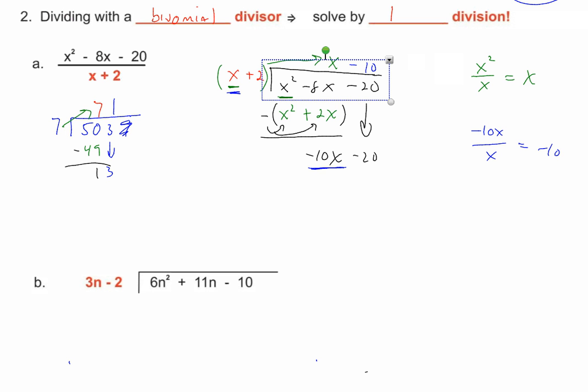Back to third grade. 7 times 1 is 7. On ours, what's x plus 2 times negative 10? Go ahead and multiply it out. X plus 2 times negative 10. You should get negative 10x minus 20.